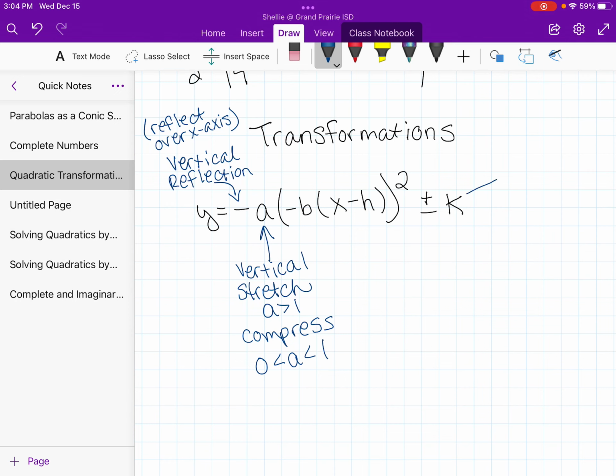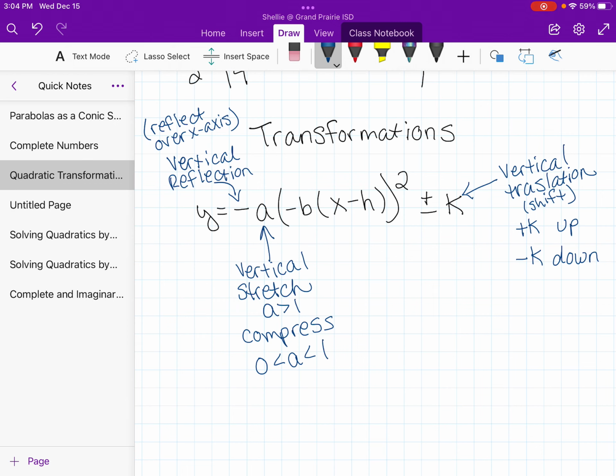The K, way out here, that is a vertical translation. That's a slide. You'll also see it referred to as a shift with an F. All right? If you have a positive K, that means you're going to shift up. If you have a negative K value, the parabola will shift down.